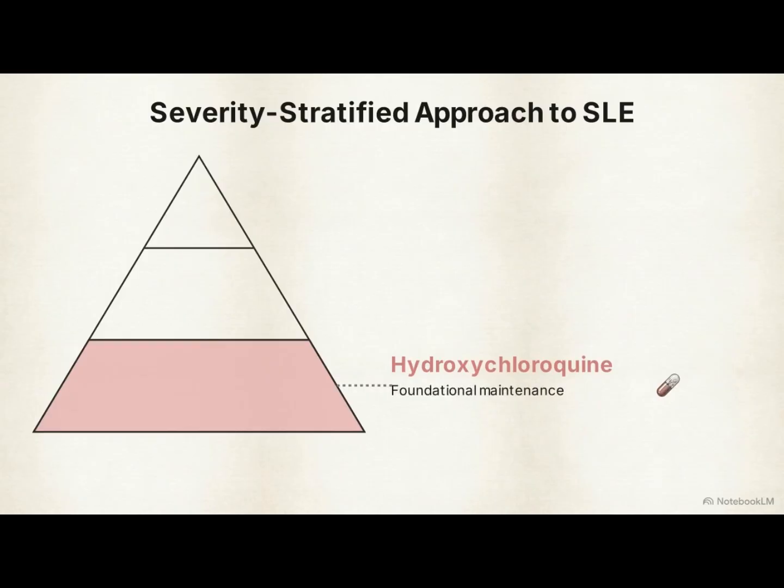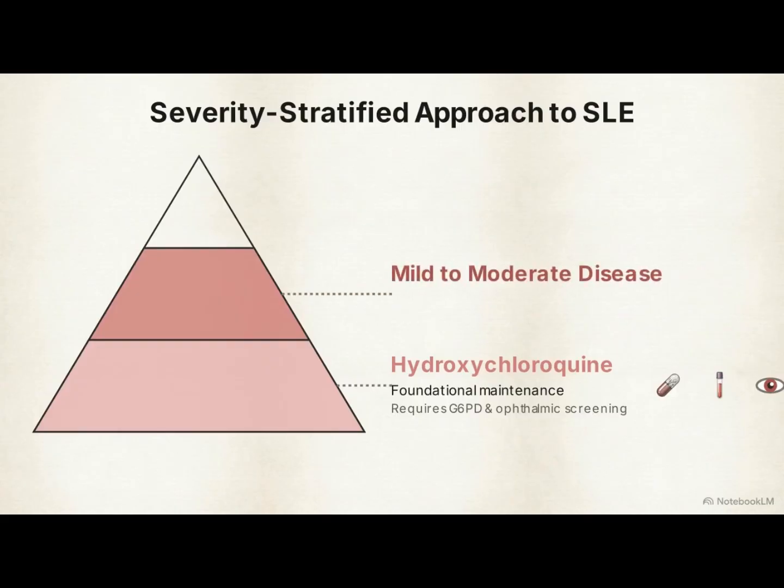However, baseline screening for glucose 6-phosphate dehydrogenase, or G6PD, deficiency, along with regular ophthalmic exams to prevent toxic retinopathy, are required. For mild to moderate disease, where joint and skin symptoms predominate, the middle tier utilizes nonsteroidal anti-inflammatory drugs, as well as immunosuppressants like methotrexate or azathioprine, to control localized inflammation without resorting to heavy steroids.